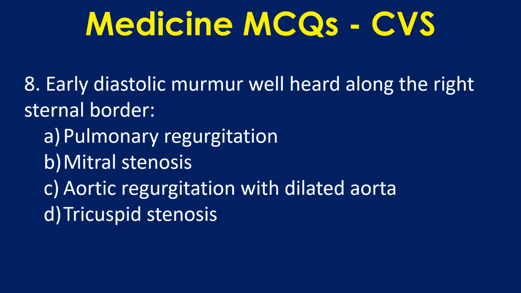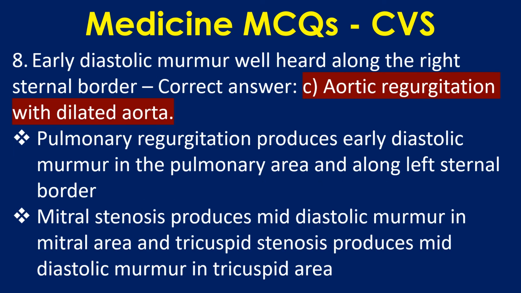Early diastolic murmur well heard along the right sternal border: A. Pulmonary regurgitation, B. Mitral stenosis, C. Aortic regurgitation with dilated aorta, D. Tricuspid stenosis. Correct answer: C. Aortic regurgitation with dilated aorta.